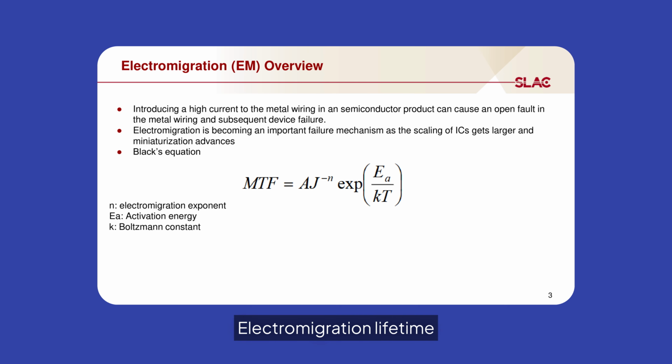Electromigration lifetime is commonly described using Black's equation, which relates the mean time to failure, or MTTF, to operating conditions. In this model, MTTF decreases with increasing current density and temperature, reflecting the fact that higher electrical and thermal stresses accelerate atomic transport in metal interconnects.